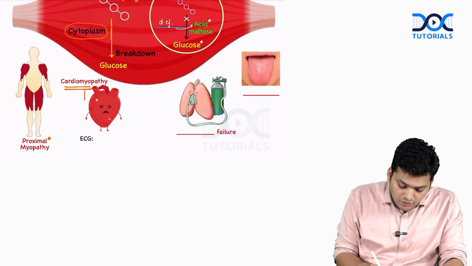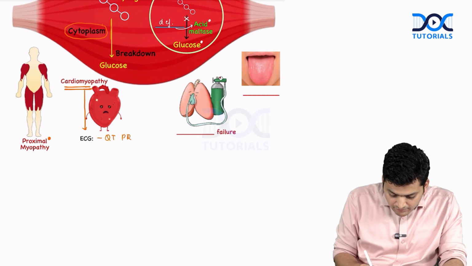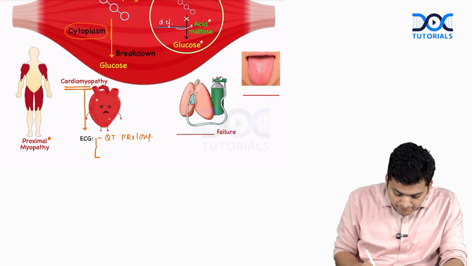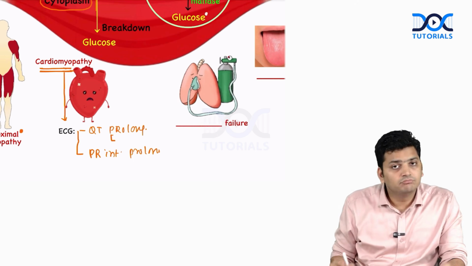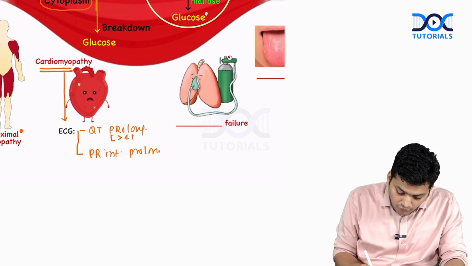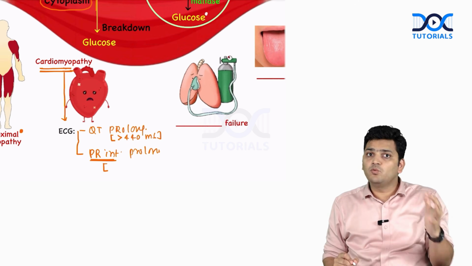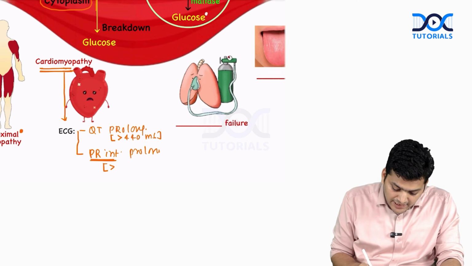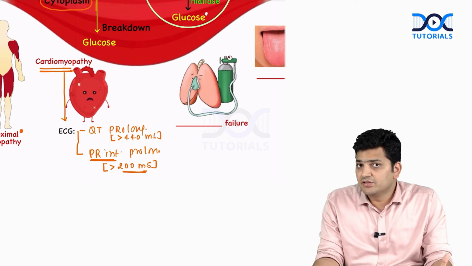Because of the cardiomyopathy, you might see some changes on the ECG also. We might see QT prolongation. We might see PR interval prolongation. Normally the QT interval is around 360 to 440 millisecond. So here it is going to be more than 440 millisecond. Normally the PR interval on the ECG, can you tell me what is the normal PR interval? 120 to 200 millisecond. So here the PR interval can be more than 200 millisecond because the cardiac muscles are disturbed.